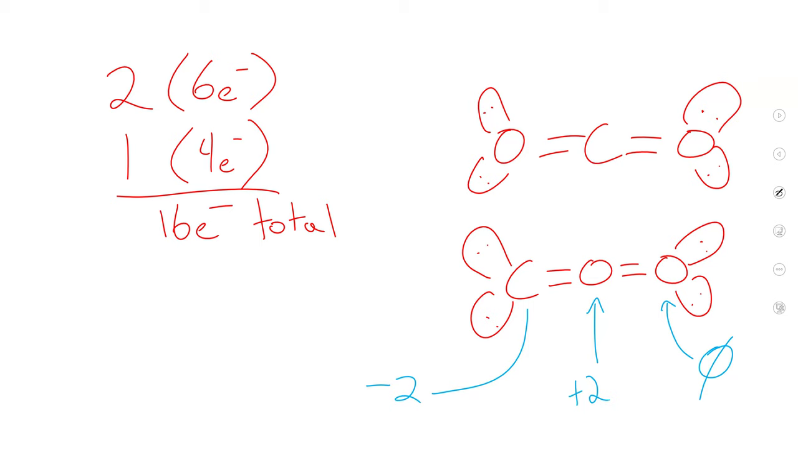So compare that to this top one. This one's still zero. Now this oxygen matches it. So it should also be zero, right? And now the carbon in the middle has four electrons, which again matches the periodic table. If we have it set up like this, everything has a formal charge of zero, which makes it more stable.